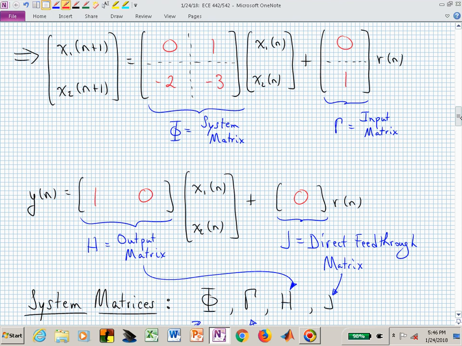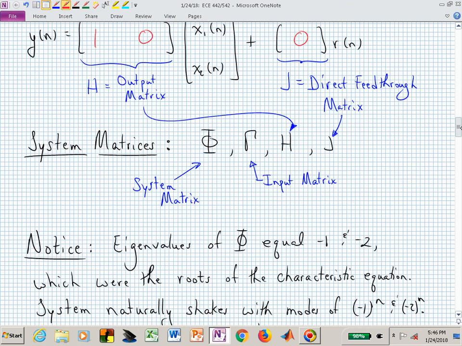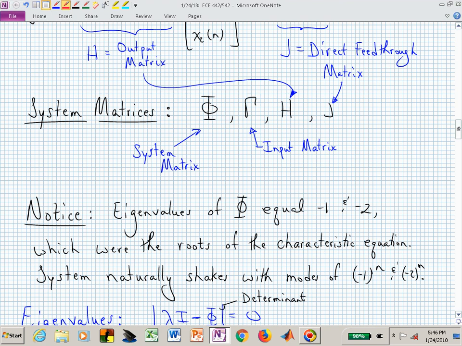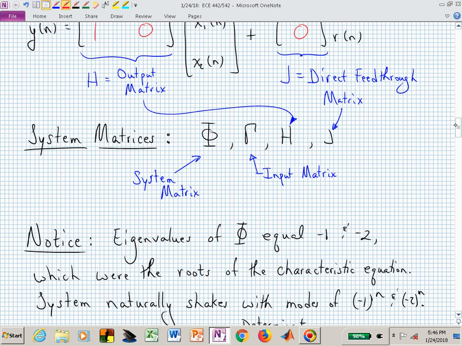Does everyone see the eigenvalues of phi? Do those just pop out at you? Maybe they will by 10 o'clock tonight. But if we looked at the eigenvalues of phi, those equal -1 and -2. And you should remember those numbers. Those should stand out to you. Those were actually the roots of our characteristic equation.